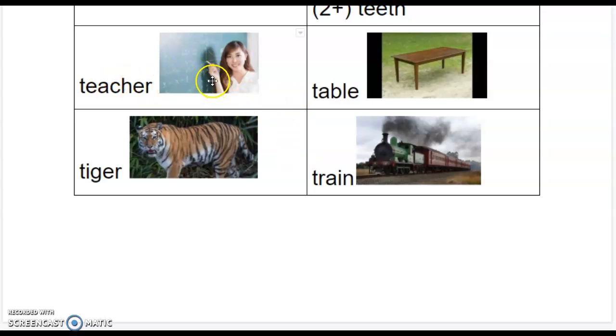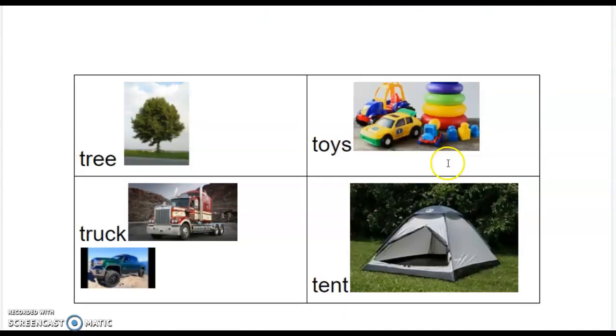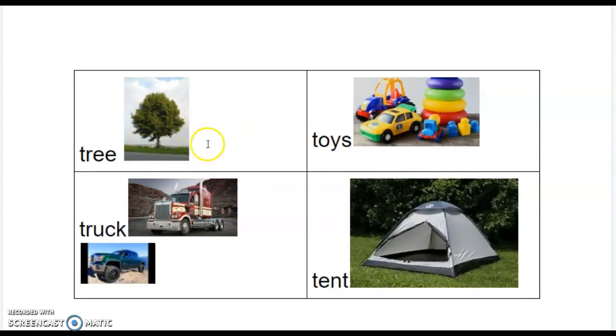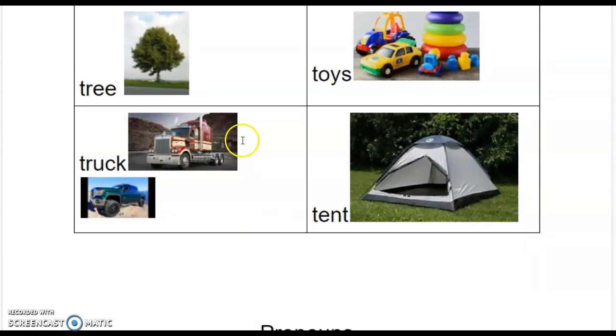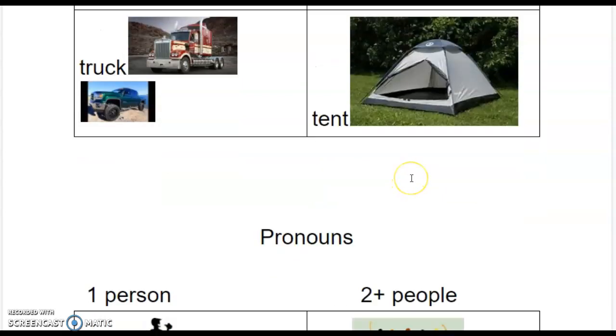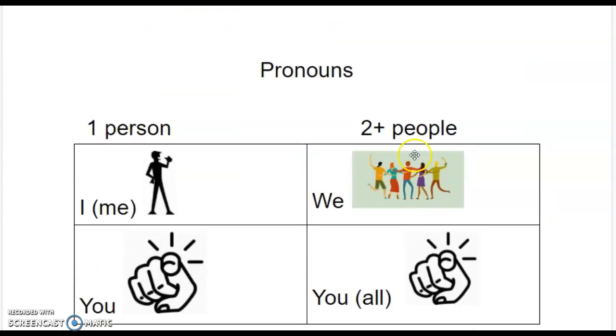This is a teacher. This is a table. This is a tiger. This is a train. This is a tree. These are toys. This is a truck. This is a tent.